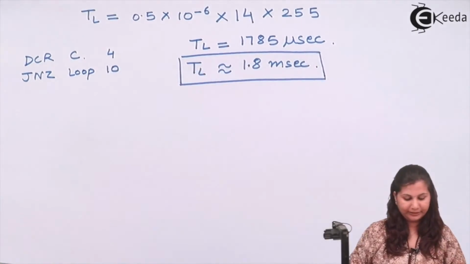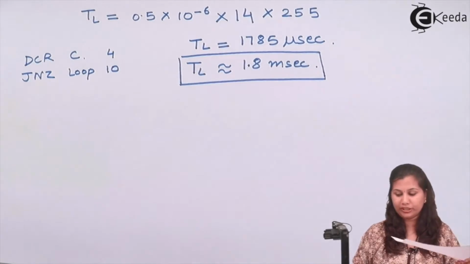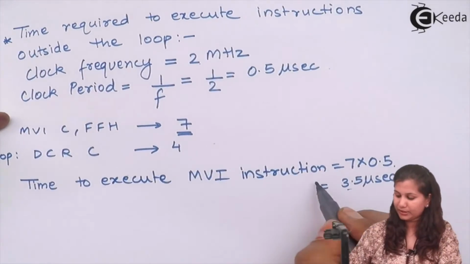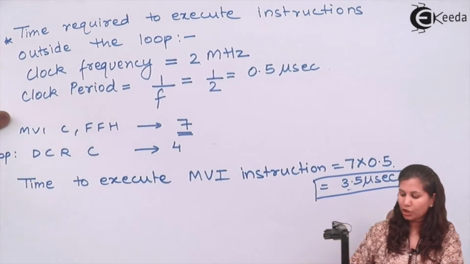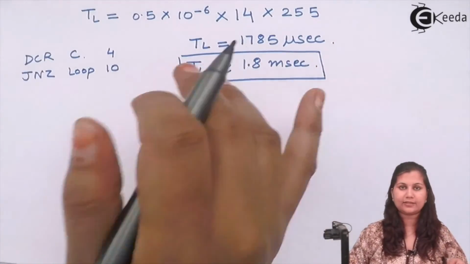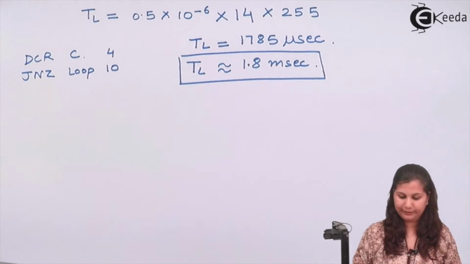So we have calculated TL, the loop delay. We have also calculated the time required to execute the instructions outside the loop, which is 3.5 microseconds. We will add both of these so that we can get the total time delay.